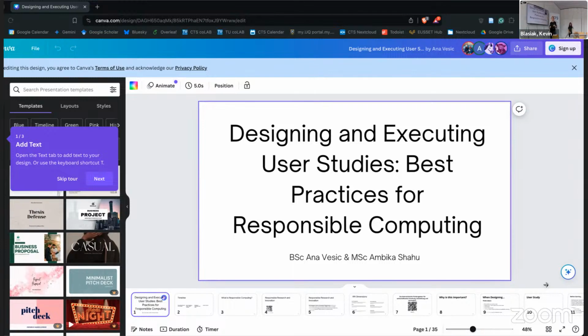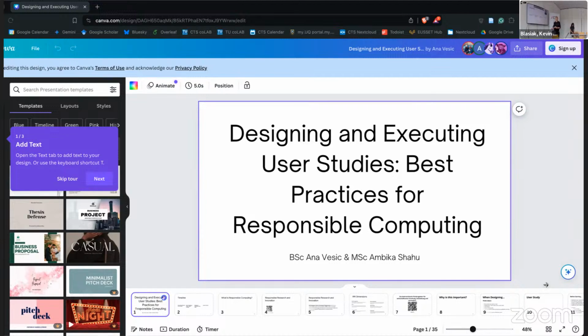Okay, thanks. So as you know already, the topic is designing and executing user studies, and we'll talk about the best practices for responsible computing. This is the timeline. I will talk about something that is very related and very key for responsible research and innovation, or actually for responsible computing.